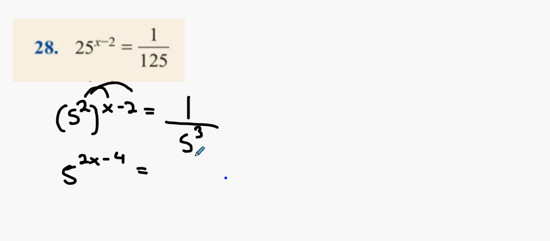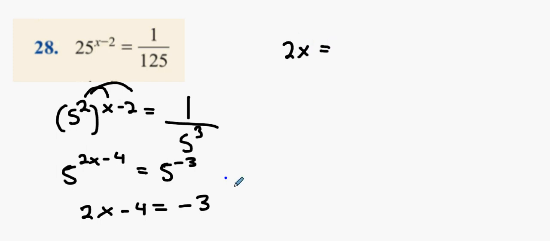This one here, sir. 1 over 5 to the power of 3. That'll be 5 to the power of minus 3. Excellent. Then to finish it off, power equals power: 2x minus 4 equals minus 3. Then 2x equals minus 3 plus 4, which is 1. Then x equals?